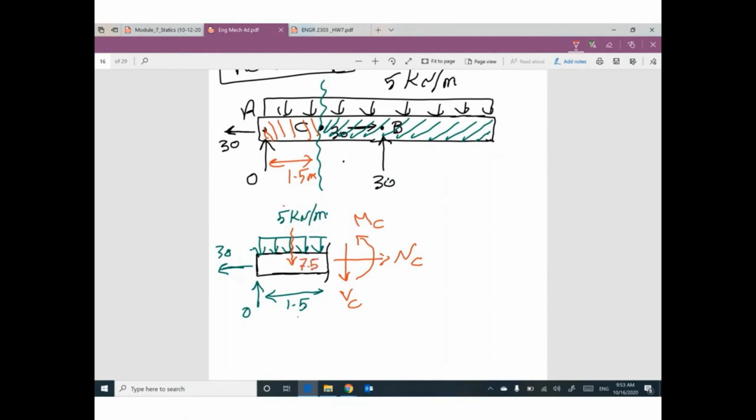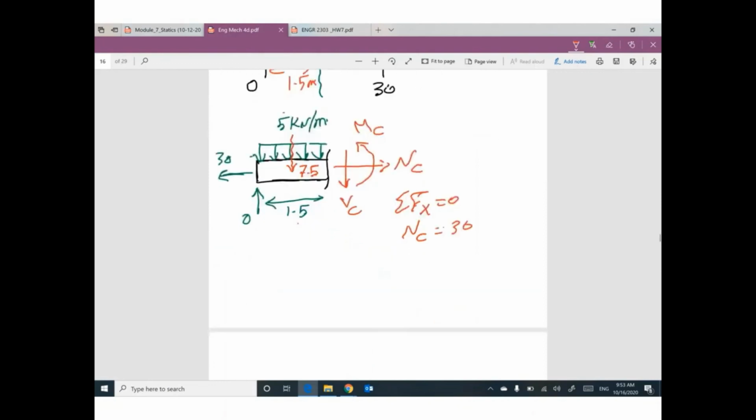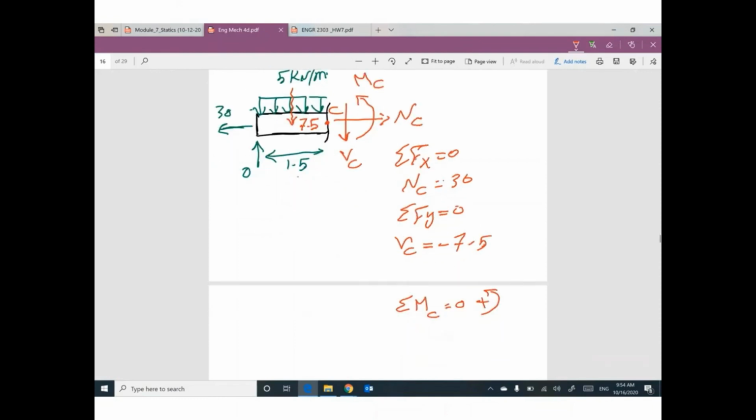Go ahead and apply summation f of x equals 0. NC will be 30. Summation f of y equals 0. VC will be negative 7.5. Summation moment at point C, and I will assume this direction is positive, MC will be negative 5.625.